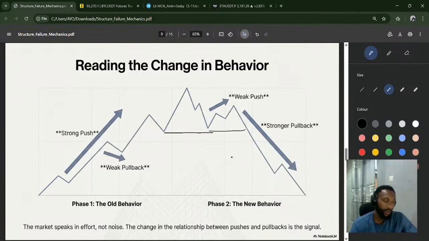Remember, structure does not break once, it confirms itself over time.